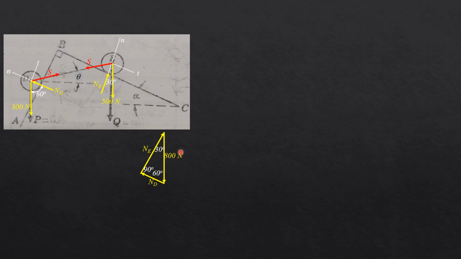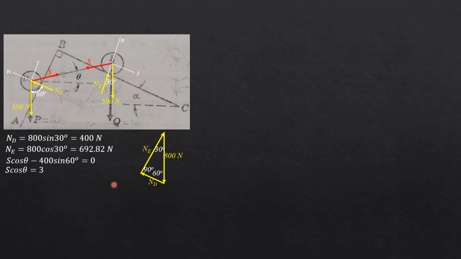ND is 800 sine of 30, while NE is 800 cosine of 30. So ND is 800 sine of 30 degrees, so it is 400 newtons, while NE is 800 cosine of 30, which is 692.8 newtons. So having found ND, we can now solve for S by summing up forces horizontal. So S cosine theta minus ND, which is 400, then its horizontal component is 400 sine of 60, equals 0.